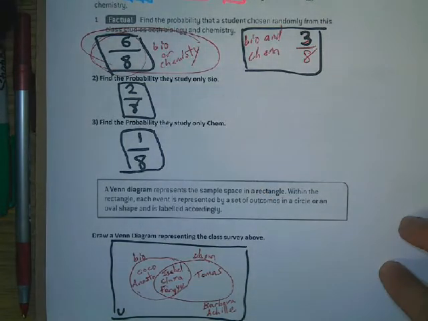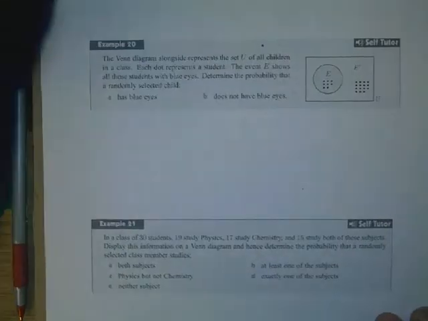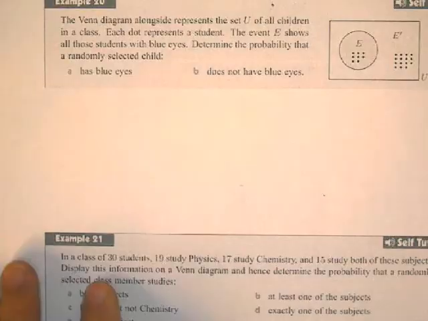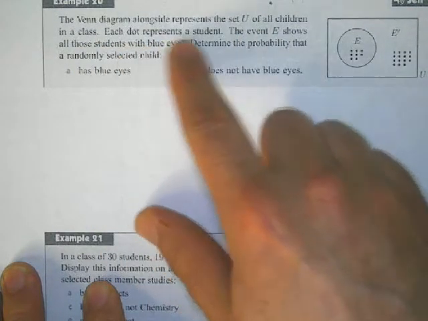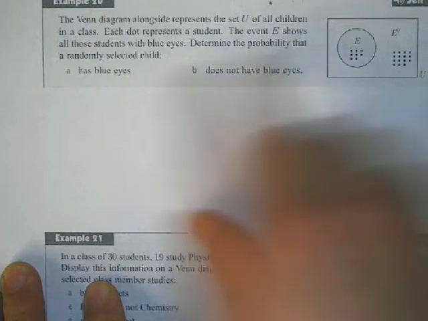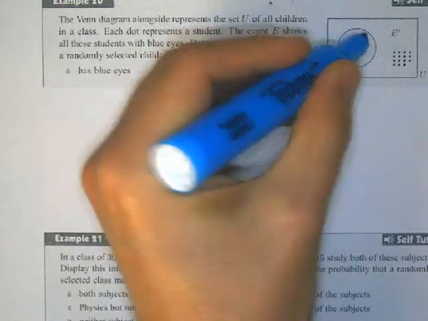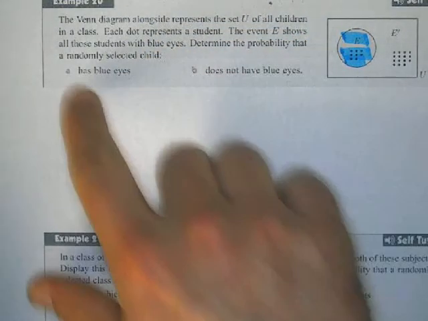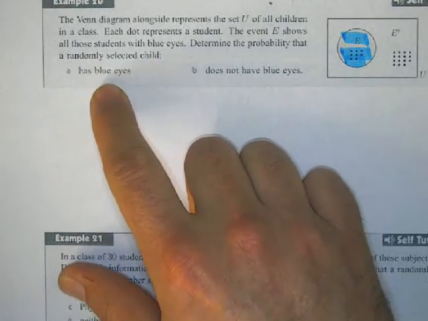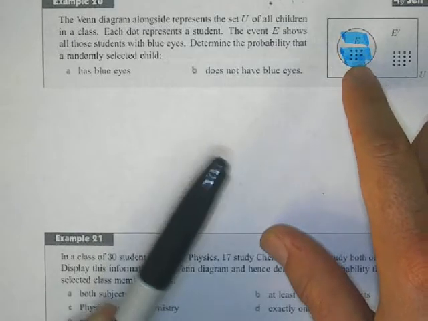Okay. Now, let's look at this example here. Okay, the Venn diagram represents the universe of all children in a class. Each dot represents a student. The event E shows all of those with blue eyes. Okay, let's use the color blue to represent blue. Okay, determine the probability that a random child selected has blue eyes. Okay, how many dots are there? 1, 2, 3, 4, 5. There's 8 dots, right?